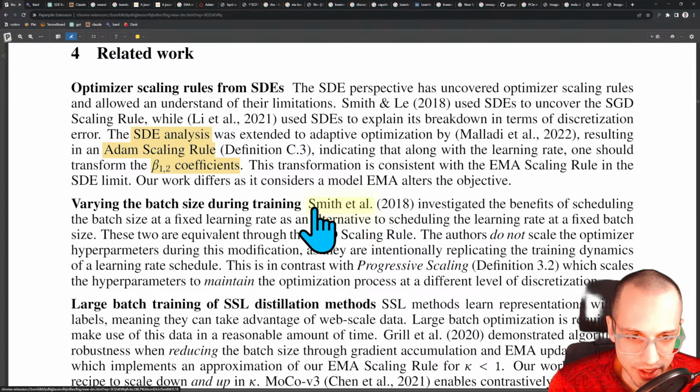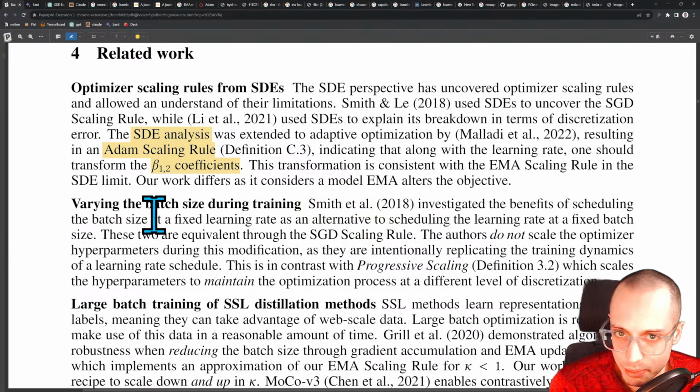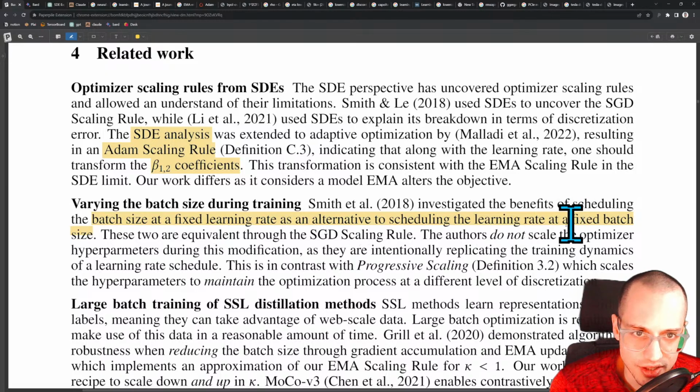Varying the batch size during training. Smith investigated the benefits of scheduling the batch size at a fixed learning rate as an alternative to scheduling the learning rate at a fixed batch size. Okay, so the problem with this is that the reason the batch size is fixed is because your batch size is based on your GPU, right? You're just picking the biggest batch for your GPU, and then the learning rate is based on the batch. But here they're saying, hey, can you change the batch size and instead fix the learning rate?